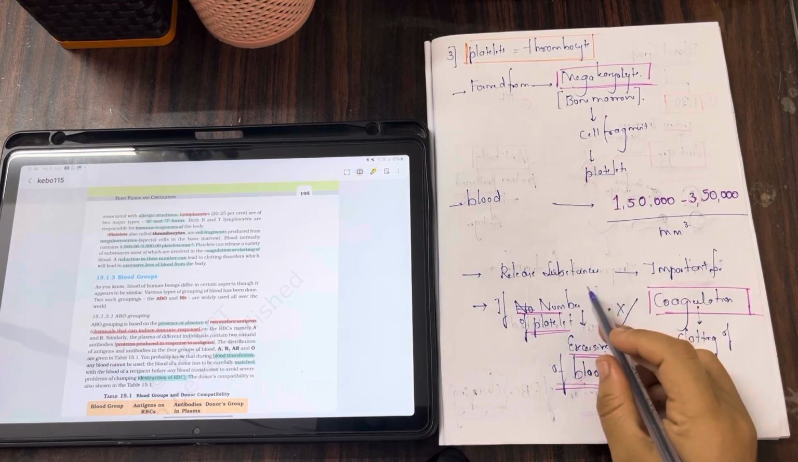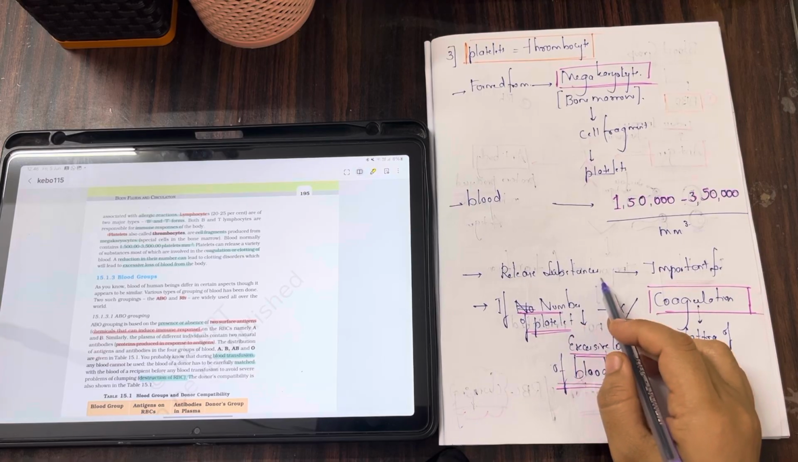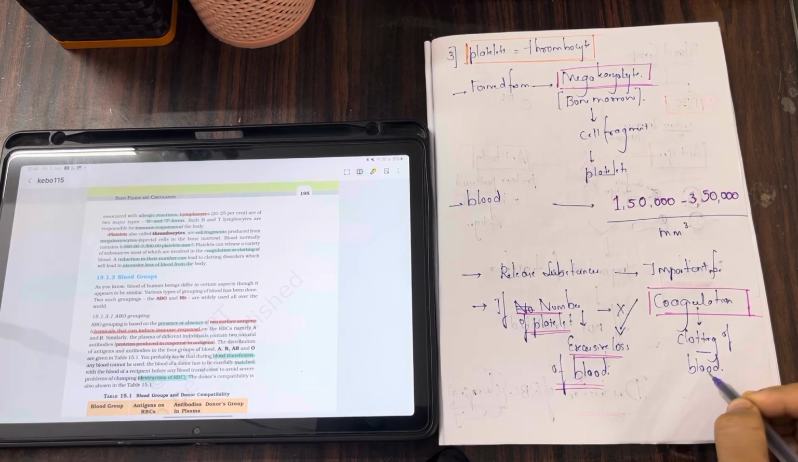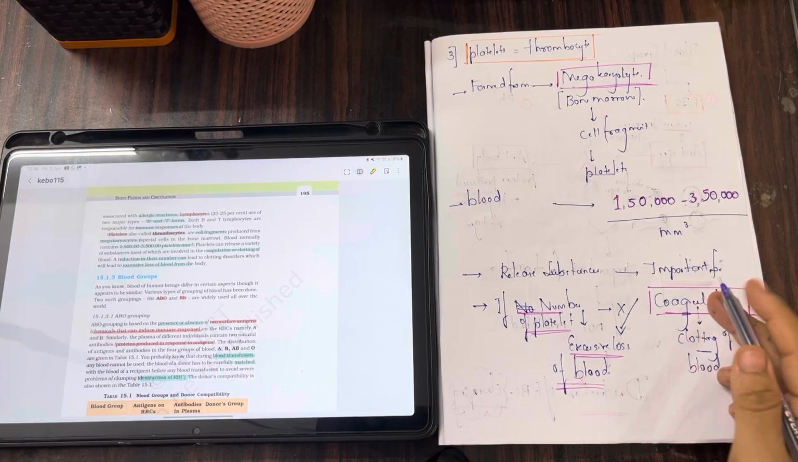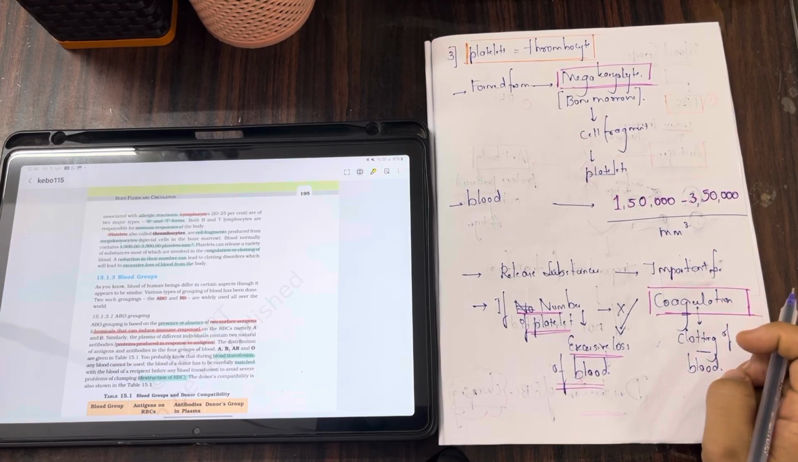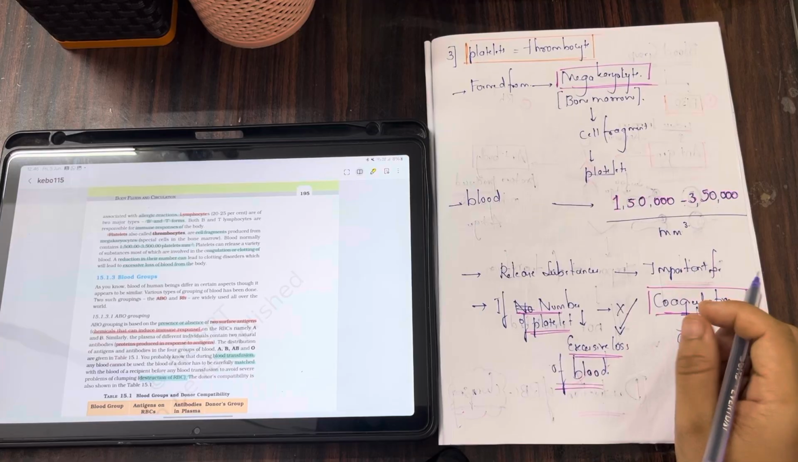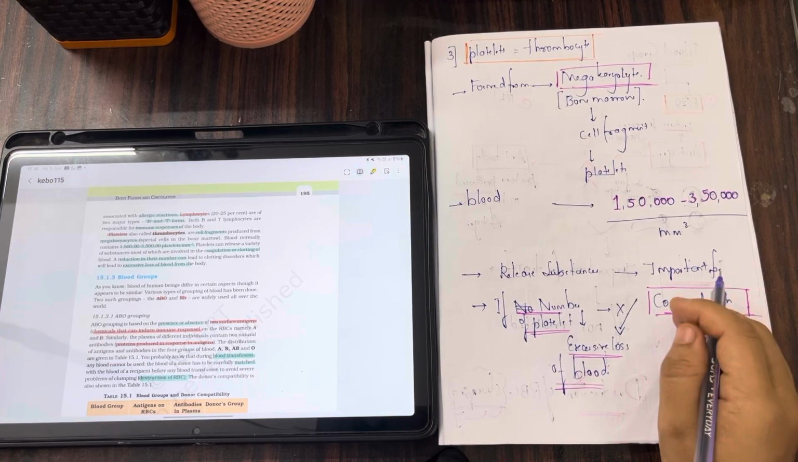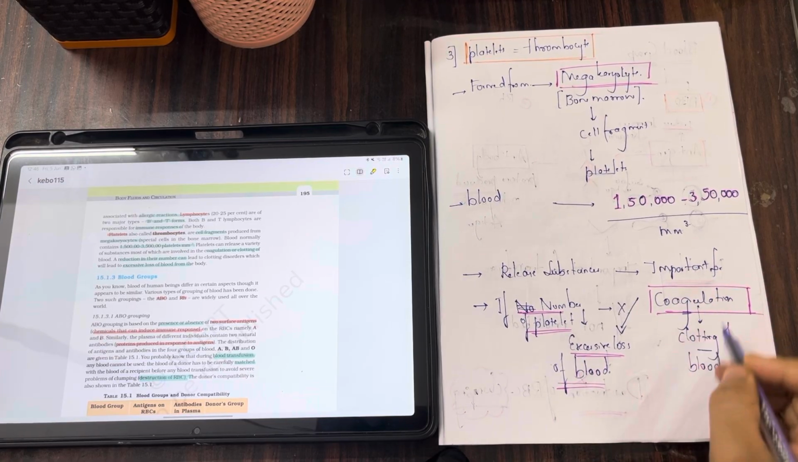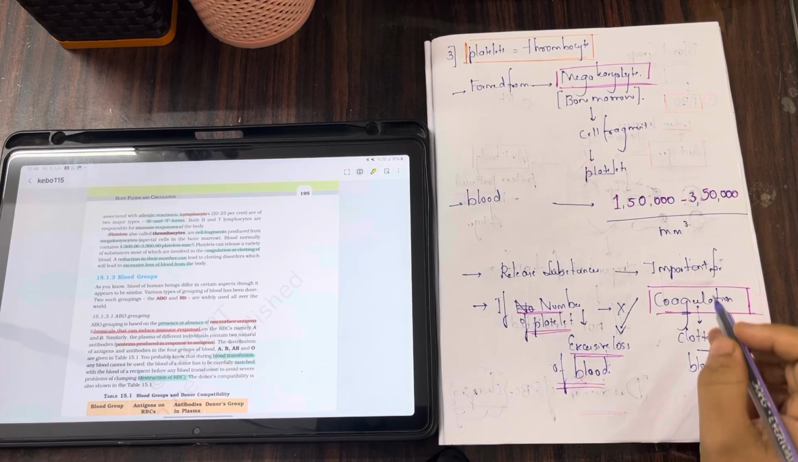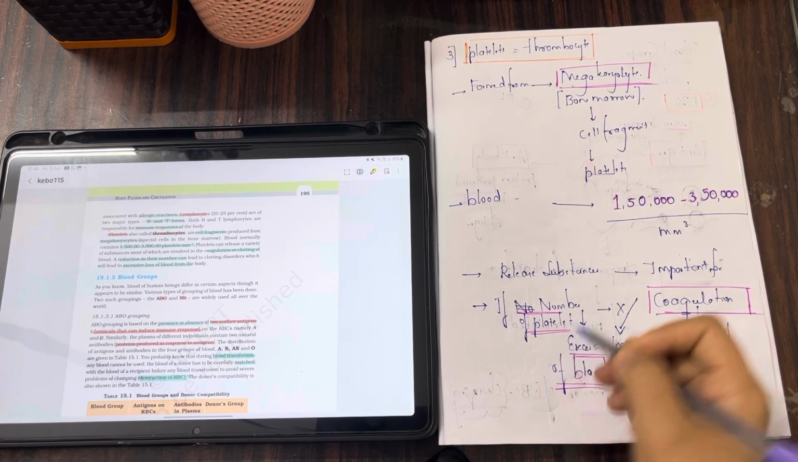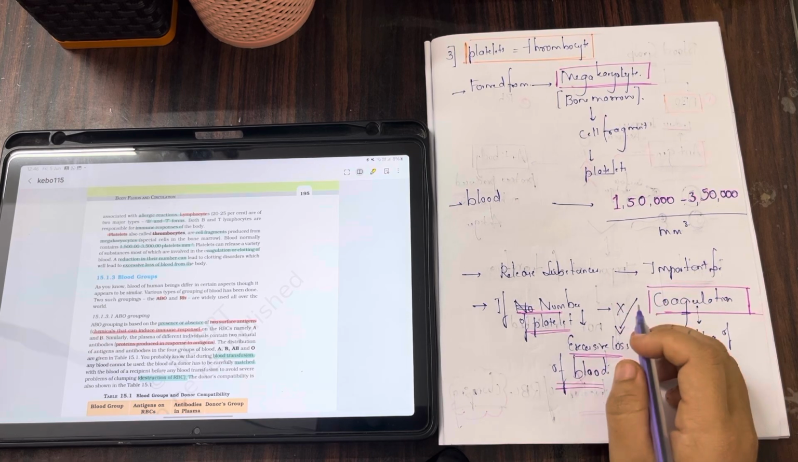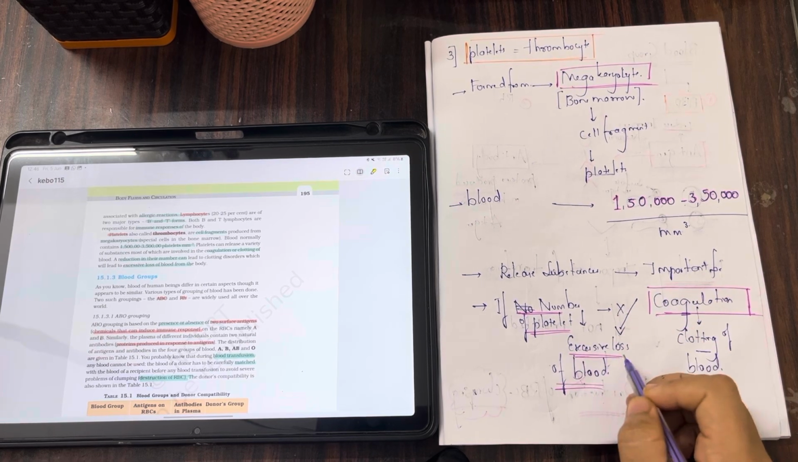So why is this important? It releases substances very important for clotting or coagulation of the blood. What does that mean? Once there is any injury or hurt, there will be bleeding from the injury site. After some time there won't be any blood oozing out from that site because coagulation or clotting of the blood has happened. So if the number of platelets reduces, what will happen? Instead of clotting, there will be excess loss of blood.